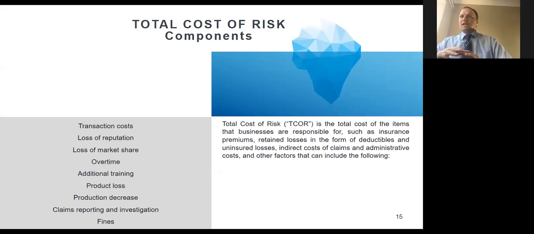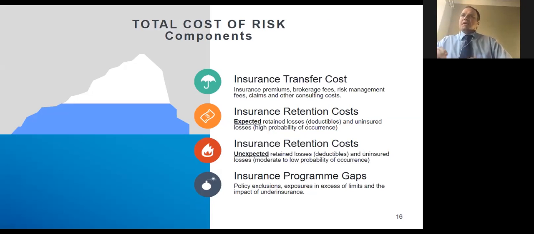So let's start scaling this iceberg. And we begin with the components that are visible to your business. Firstly, there are insurance transfer costs. These can be insurance premiums, brokerage costs, and any other costs relating to risk management. Next, you have your insurance retention costs. These are your deductibles, aggregate, and cost of uninsurable risks. These costs are what you expect to occur, and it's normally based on your current loss history.